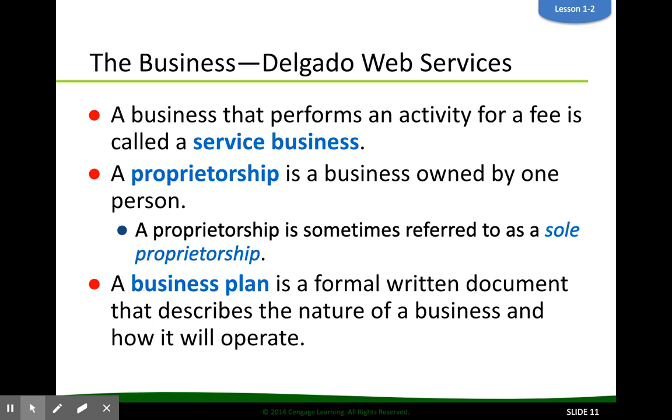Another thing that's really important when you start a business is to create a business plan. So this is a formal written document. It would talk about what type of business you are, a service business. Are you a proprietorship? Are you a partnership? Are you going to have a storefront, or are you going to sell everything online? Those would be all important things that would be included on a business plan.